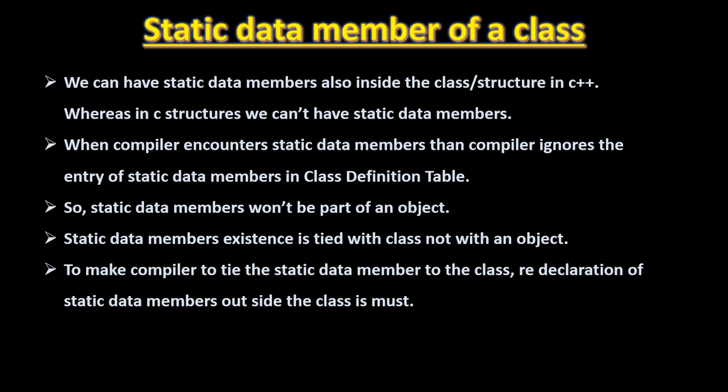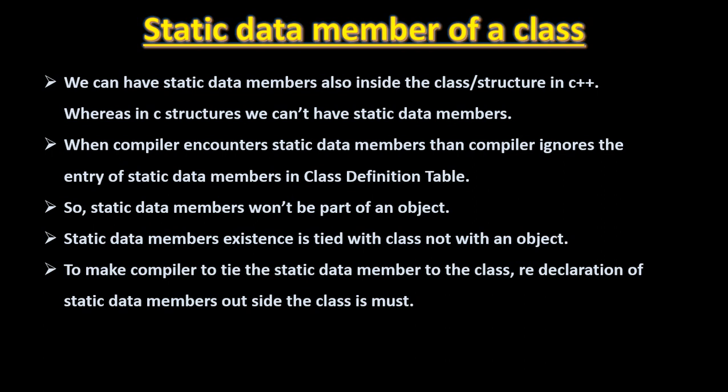So a static data member's existence is tied with the class but not with an object. Okay. So without an object itself you can have static data members. Its existence is tied with the class, not with the object. It's not part of your object. To make your compiler tie the static data member to the class, we have to redeclare the static data member outside the class, and it is a must. If you are not doing that, you can encounter a linker error.